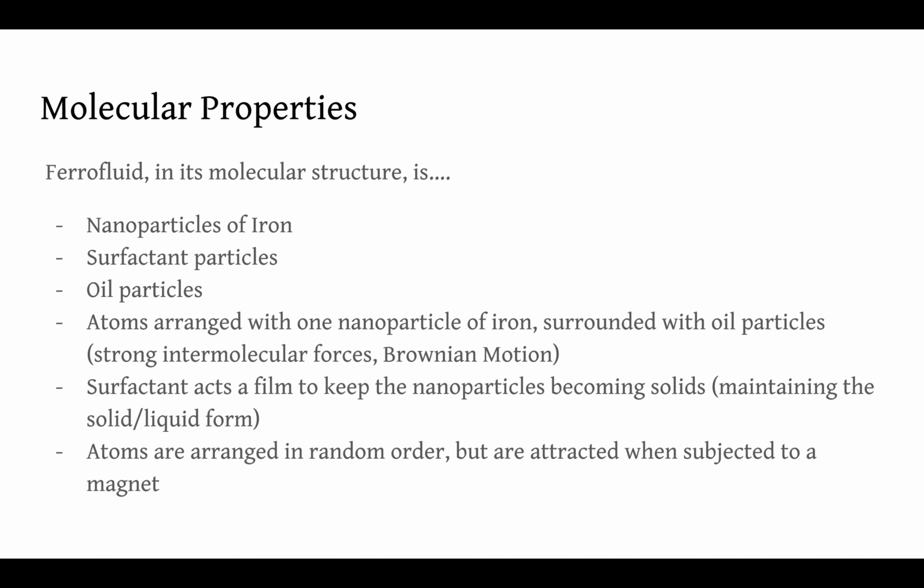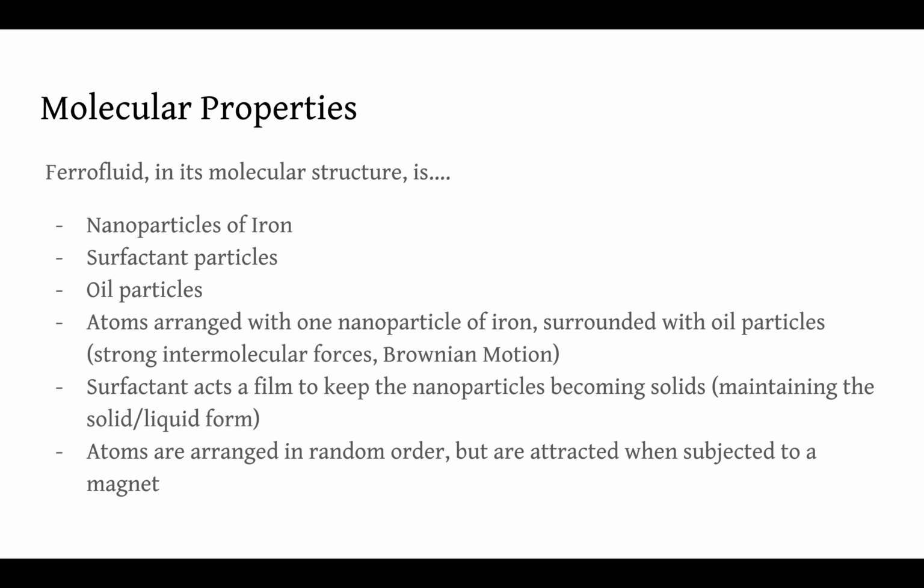So, ferrofluid in its molecular structure has three main parts. It has nanoparticles of iron, surfactant particles, and oil particles. The atoms are arranged within one nanoparticle of iron, surrounded with oil particles, and the surfactants are placed randomly. But the nanoparticle of iron and the oil particles have strong intermolecular forces because of Brownian motion, and this is a new theory that I came about in my research, which is liquid's tendency to keep on moving, keeping the particles that it's holding suspended.